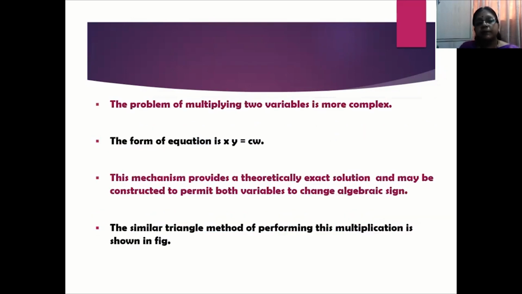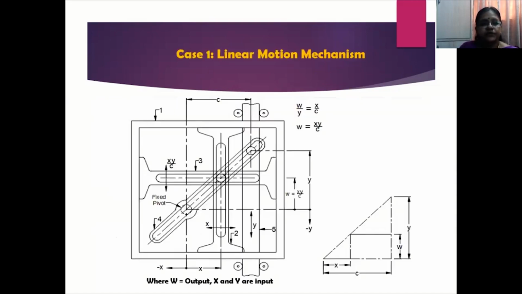The problem of multiplying two variables is more complex. The form of equation is XY is equal to C into W. So when you are trying to multiply two variables, the complexity will increase. This mechanism provides a theoretically exact solution and may be constructed to permit both variables to change algebraic sign. A similar triangle method of performing this multiplication is shown here. It's a very interesting linear motion mechanism.